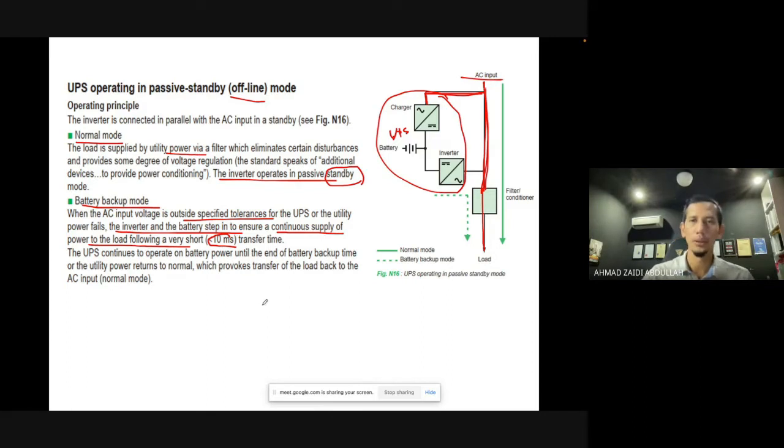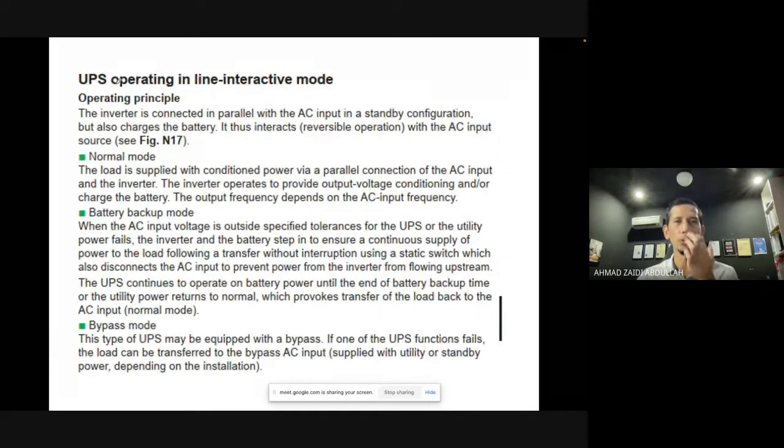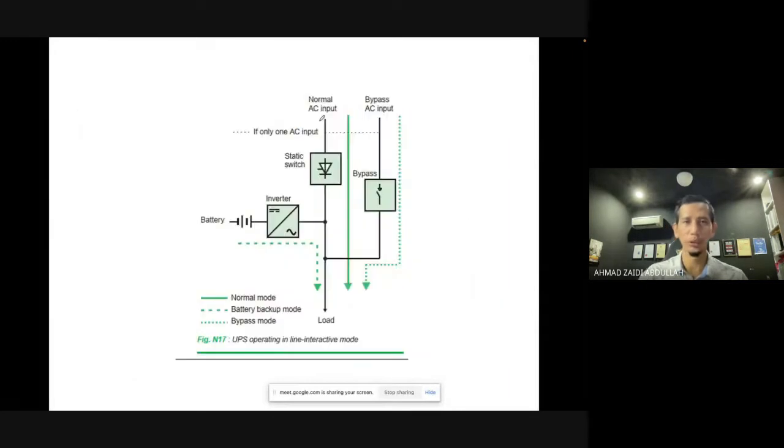Okay, and then from the inverter, it will send to the load. So within 10 milliseconds, our load will get the supply. Okay, number 2 is a line interactive mode. Number 2. So the inverter is connected in parallel also, same like this.